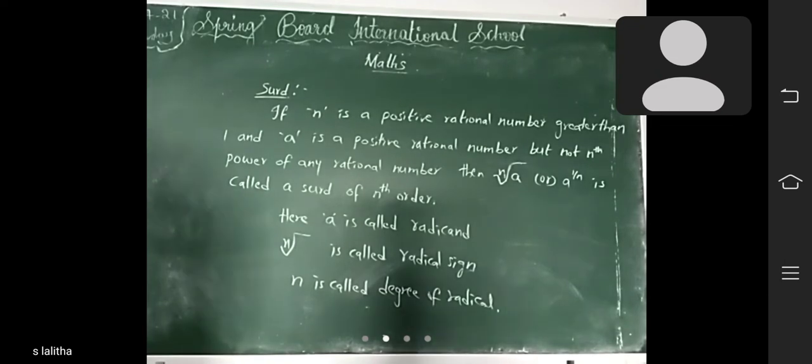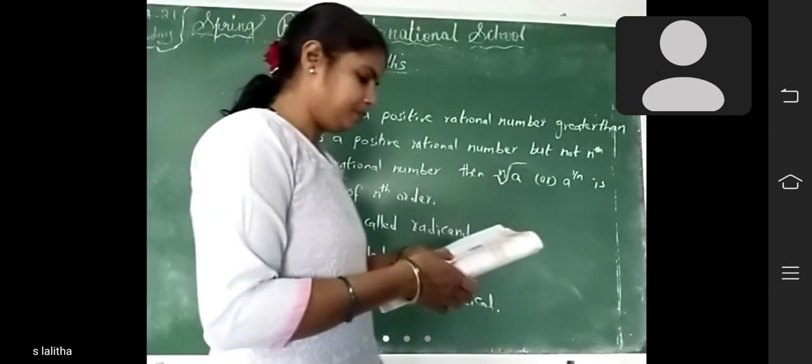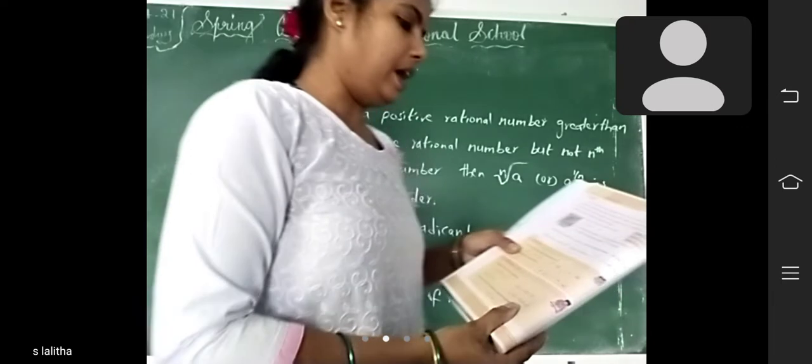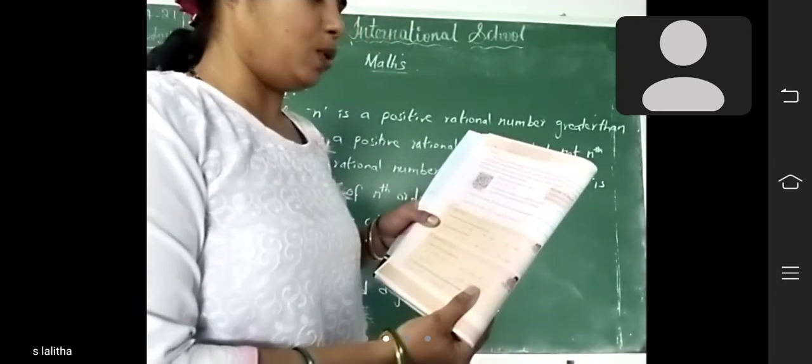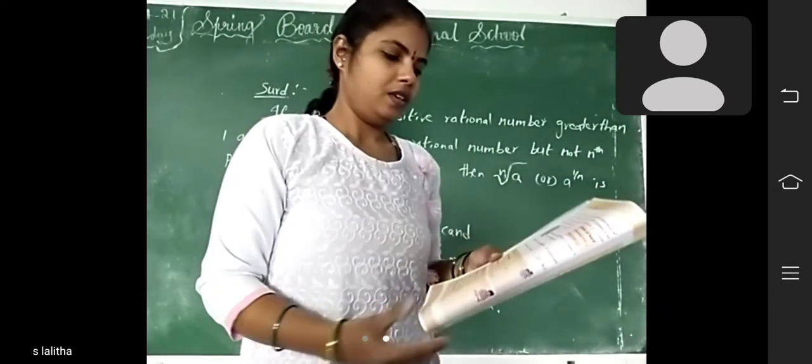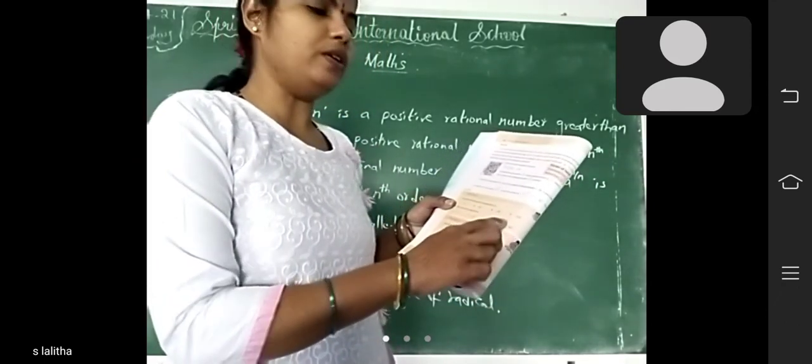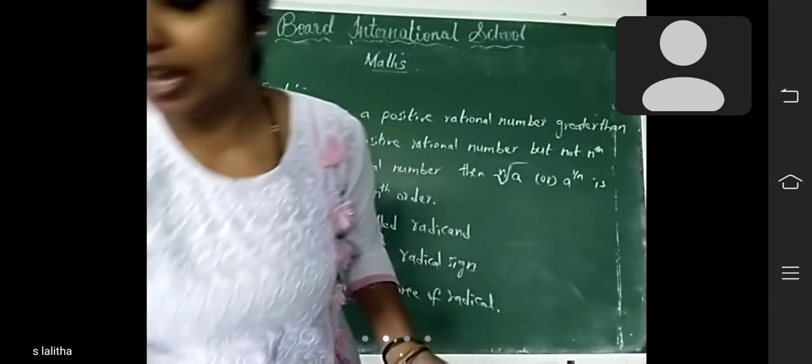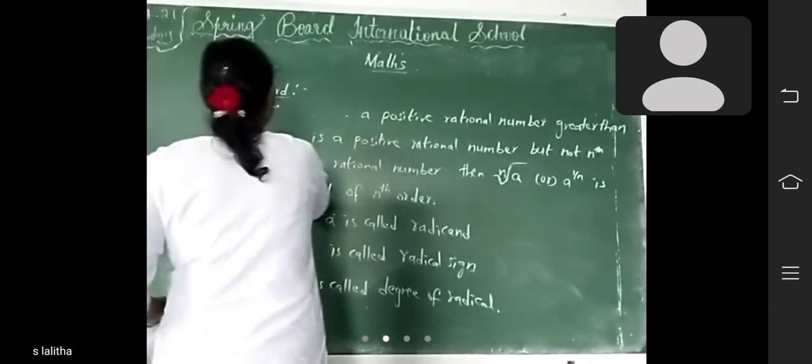Next, do this, see, children. Write the following surds in exponential form. Here some surds are given, you have to write them in exponential form. Exponential form means you have to write in powers.